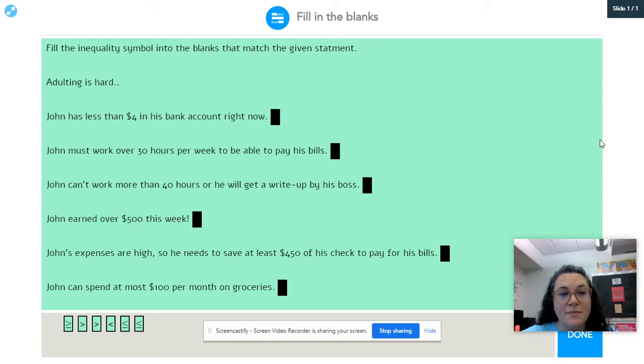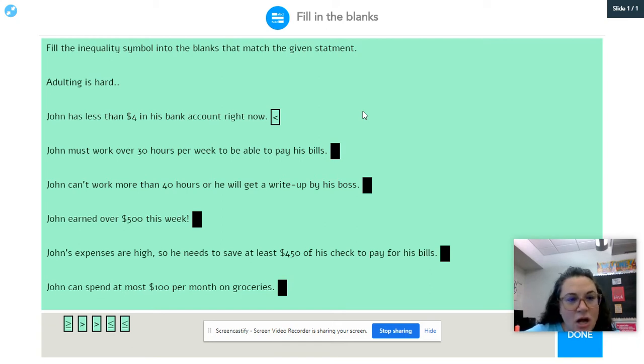So the first statement says John has less than $4 in his bank account right now. A less than symbol is the one that resembles an L. Like a less than symbol would be the one that you use with your left hand. So if you hold your left hand up like an L and you look at it this way, that's a less than. Left hand, less than.